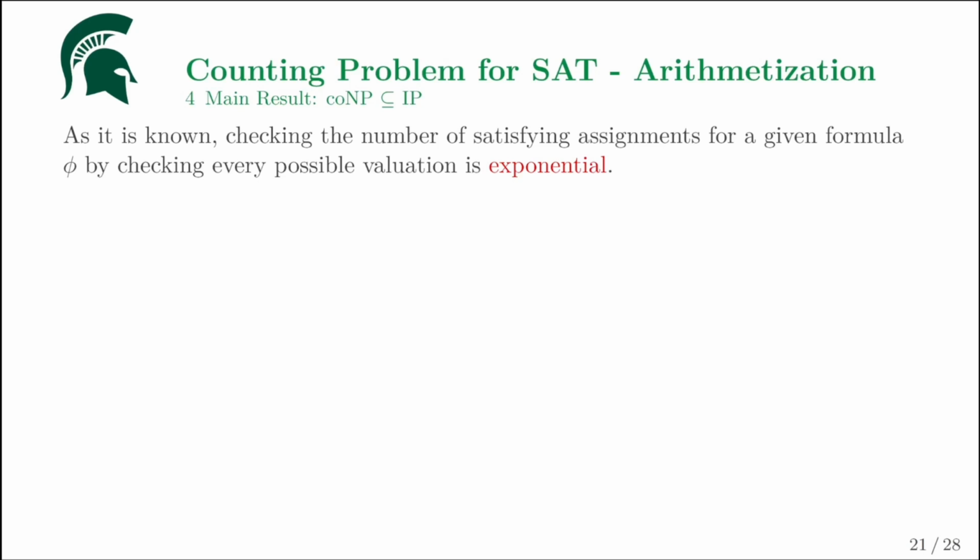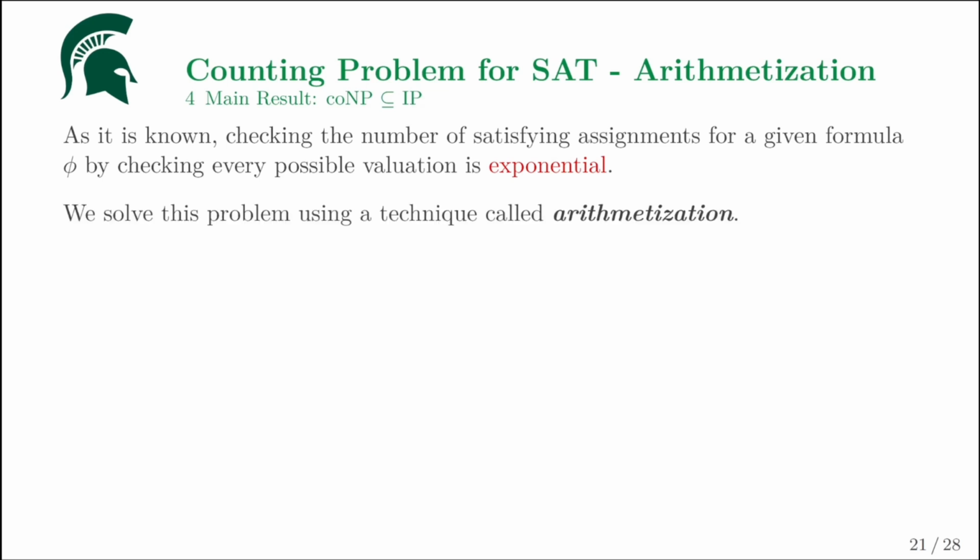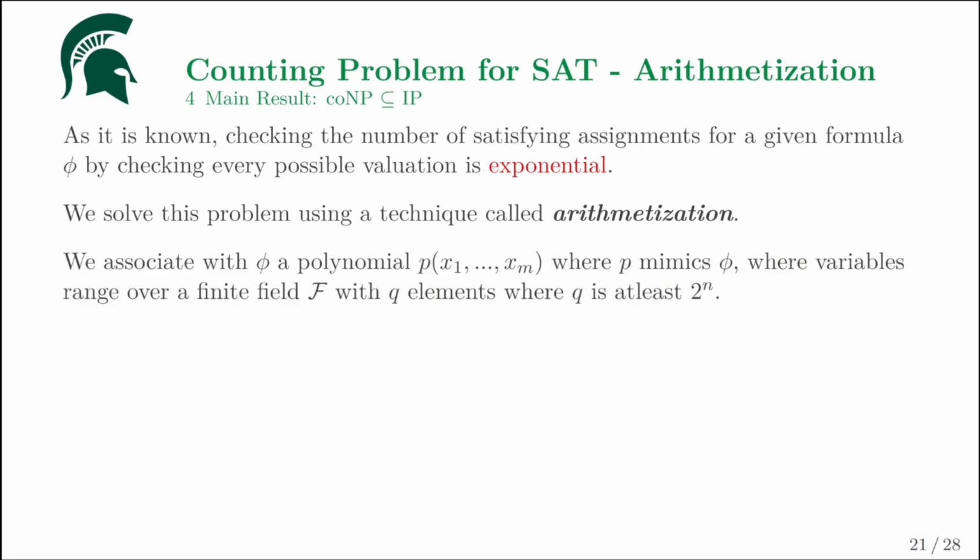As we know, we can enumerate all assignments of phi to count its satisfying assignments, but that would take exponential time, while the verifier is restricted to polynomial time. To solve this problem, we use a technique called arithmetization. Now, the idea is to associate each CNF formula with a polynomial p, where p mimics the Boolean behavior of phi. Since there are m variables in phi, we need our polynomial variables to range over a field with at least 2 to the n elements.